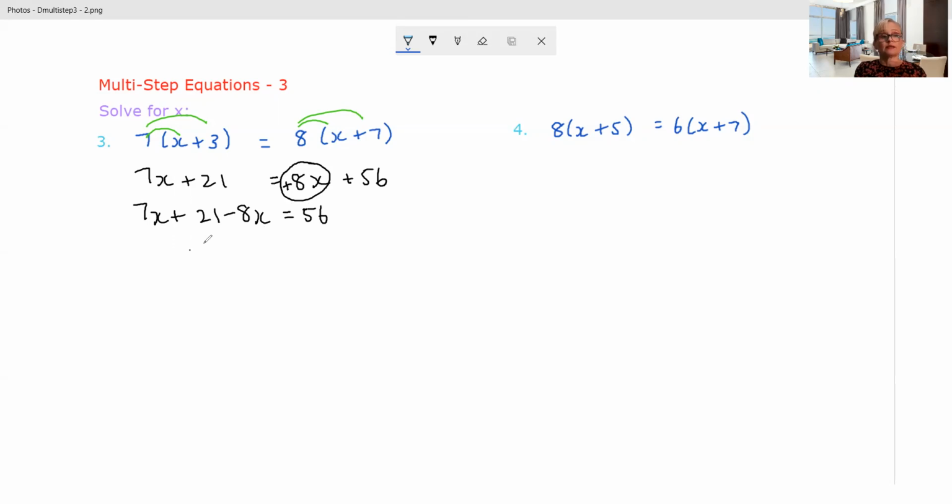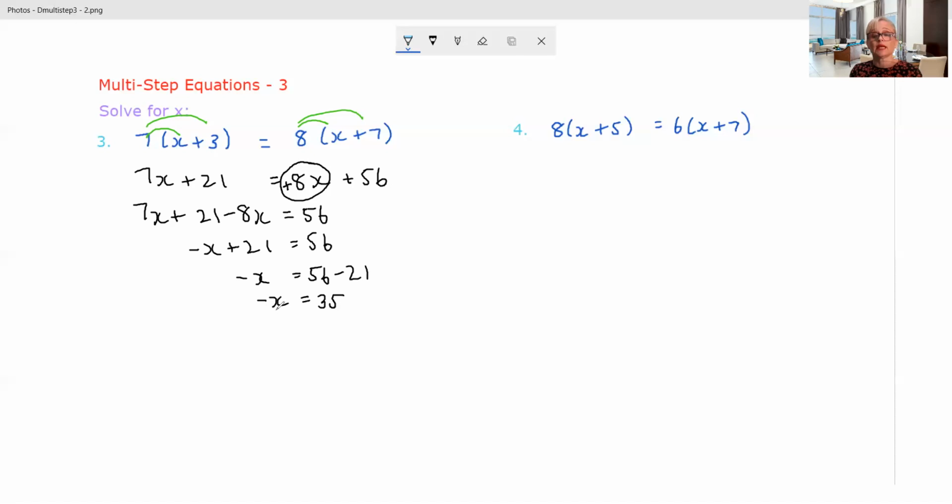7x minus 8x is -x. We're going to undo this addition of the 21. So -x is going to be what, 35? Now, if -x is 35, how do you get x?